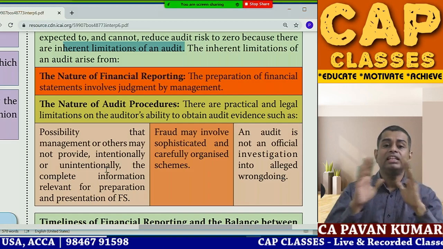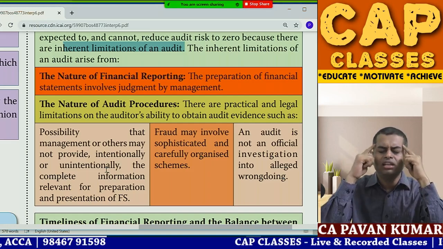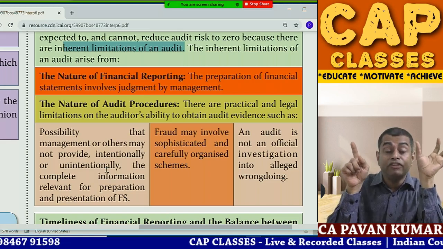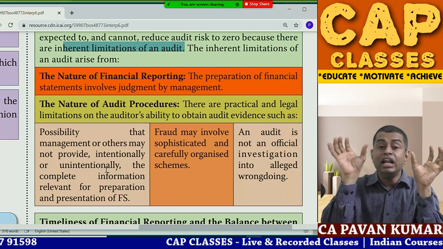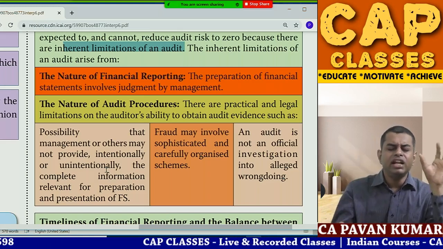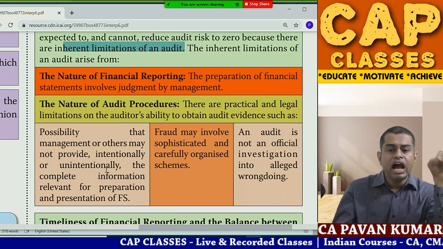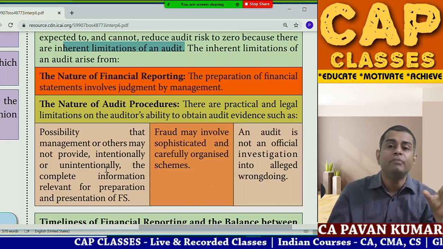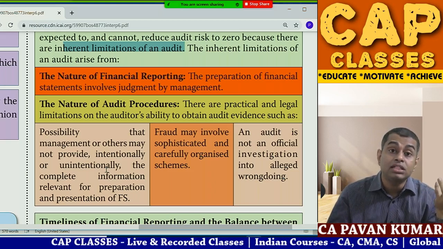So simple. Again, the summary of the story is, close your eyes, inherent limitations, two arrow marks down. Left side, nature of financial reporting. Right side, nature of audit procedures. Left side, nature of financial reporting, arrow mark down, judgments and estimations of management that may be biased.